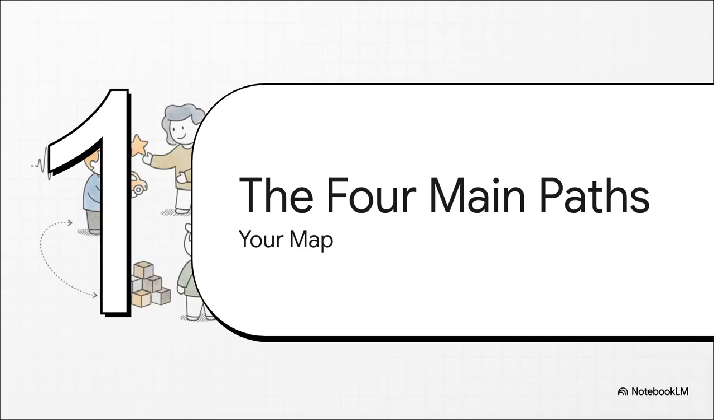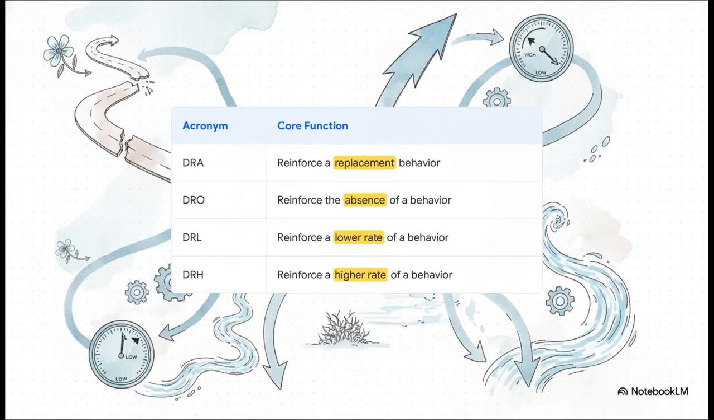Okay, to really get this, I want you to think of it like a map with 4 main roads. Each road takes you somewhere different, and the key to acing your test is just knowing which road to take. We're going to do a quick guided tour of this map first, so you can see the whole layout before we zoom in. And here's our map in a nutshell.